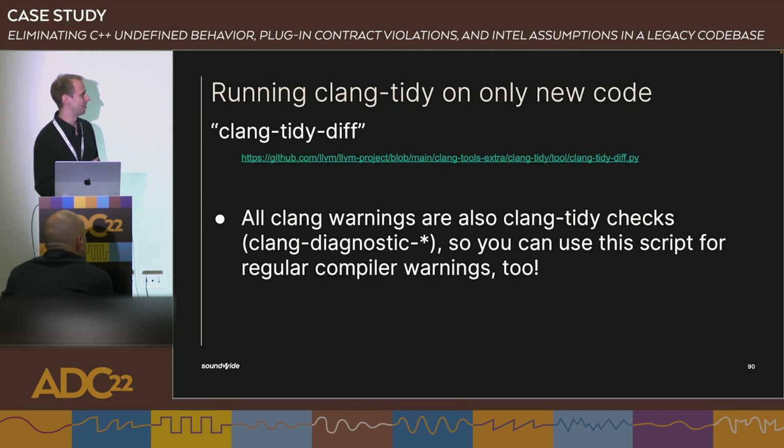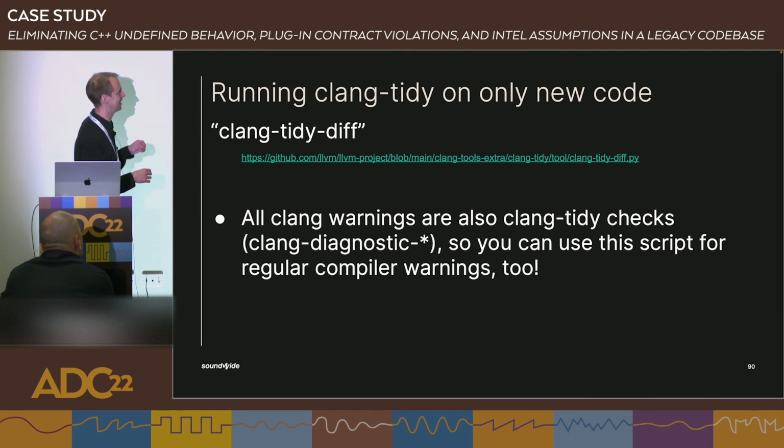Also built in with clang tidy, there's this hidden gem called clang tidy diff. This is a Python script that's distributed with clang tidy, which is distributed with Clang. What this does is automatically check a git diff and only warn you on errors that were introduced by that git diff. This is the engine that really drives that stop digging philosophy I was talking about.